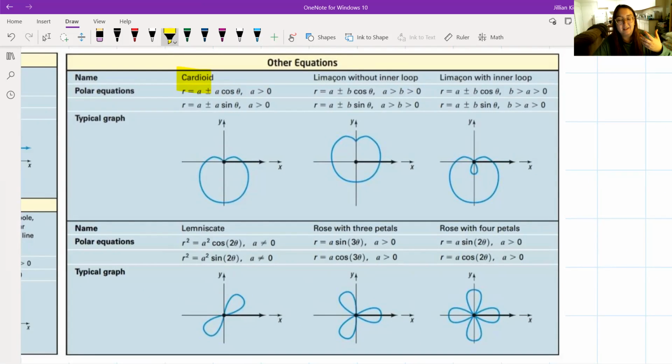But basically the polar equations that the cardioid reflects are going to be r is equal to a plus or minus a times cosine of theta, or a plus or minus a times sine of theta, where a is greater than 0. So we see a is greater than 0 in both of these cases, and we can just switch out either cosine of theta or sine of theta, and then we have that plus or minus sign.